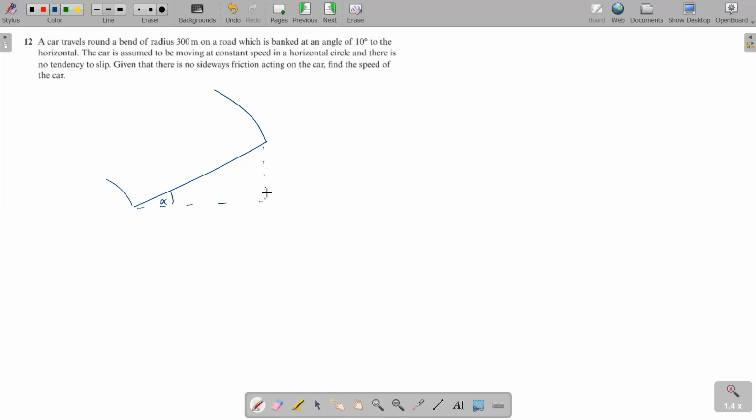A car travels around the bend of radius 300 meters on a road which is banked at an angle of 10 degrees to the horizontal. This is 10 degrees. The car is assumed to be moving at a constant speed in a horizontal circle, and there is no tendency to slip, given that there is no sideways friction. So there is absolutely no friction here acting on the car. Find the speed of the car. Okay, so let's draw the diagram. Here, the cone diagram should work. So you could draw it like this. The cone diagram actually works.